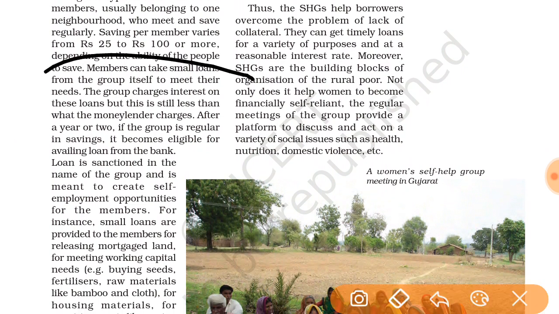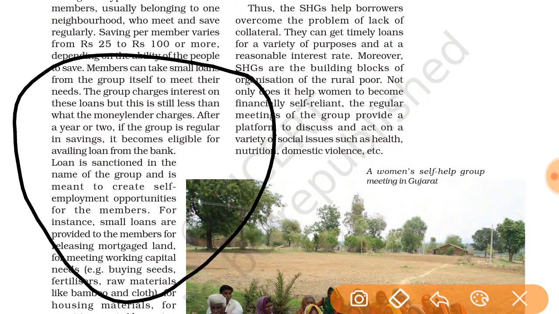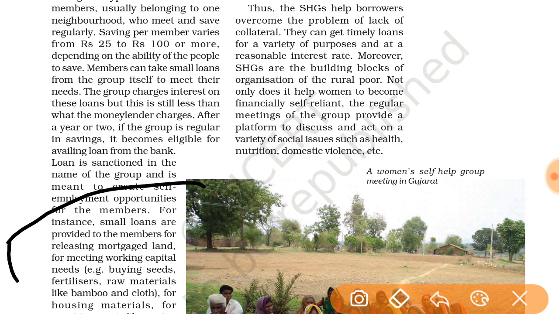The group charges a very low rate of interest, and when they pass 1 or 2 years, they are able to get loans from the banks. And again, see, the loan is sanctioned in the name of the group and is meant to create self-employment opportunities for the members. For instance, small loans are provided to the members for releasing mortgaged land, for meeting working capital needs, buying seeds, fertilizer, raw materials like bamboo and cloth. So these are the facilities.